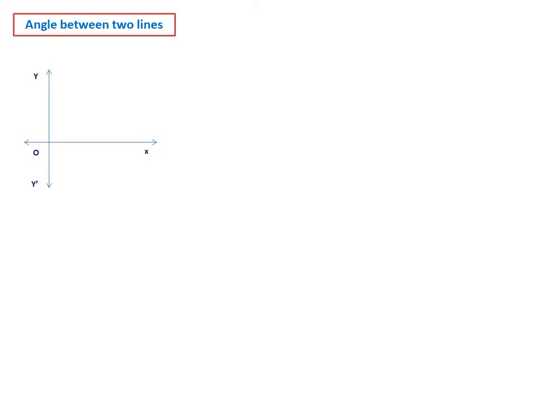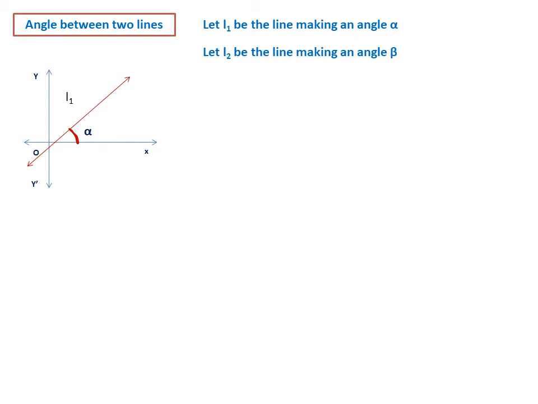So, consider a coordinate system as before. Let L1 be the line making an angle alpha. Look here, L1 is the line which makes an angle alpha with the positive direction of x-axis. Now, let L2 be the line making an angle beta. So, here L2 is the line which makes an angle beta with the positive direction of x-axis. Note here, they are not perpendicular, it can be any angle.